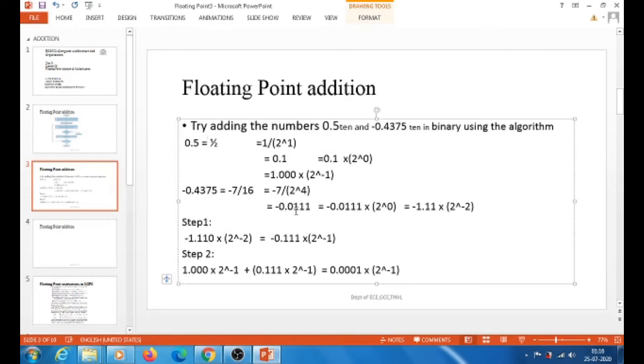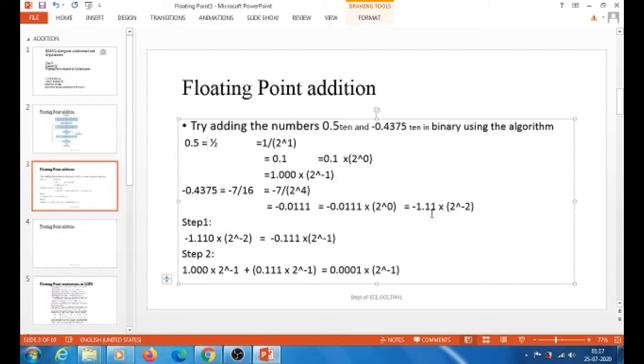So if this is shifted 2 positions right, then we must place this as 2 raised minus 2. Now comes the algorithm. The first step is that we need to compare the exponents and make them match each other. The lesser exponent should match the higher exponent. Here the lesser exponent is 2 raised minus 2. I just want to make this 2 raised minus 1.